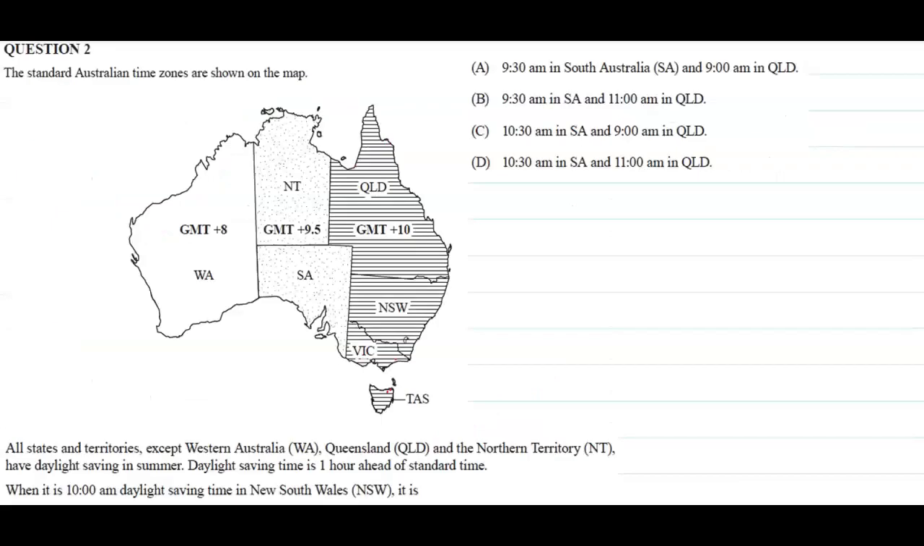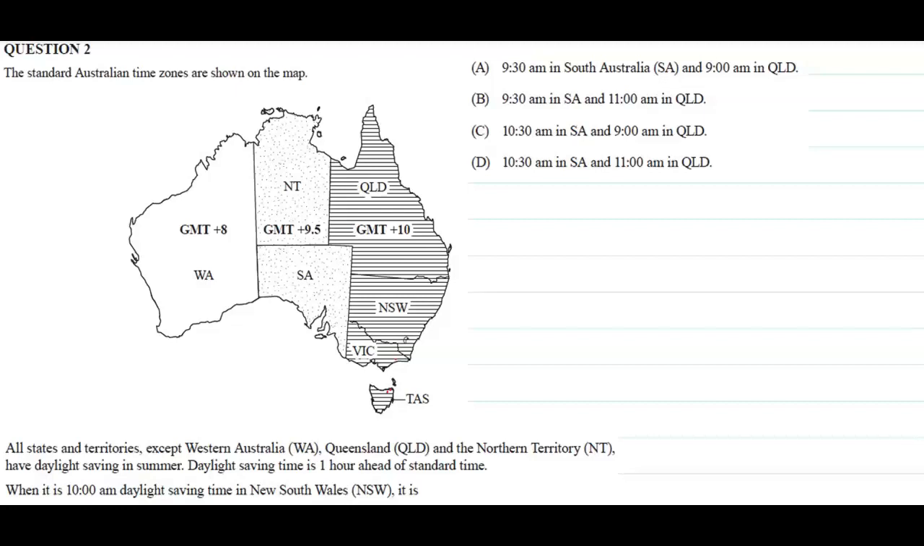Question 2. The standard Australian time zones are shown on the map. All states and territories except Western Australia, Queensland, and the Northern Territory have daylight saving in summer. Daylight saving time is 1 hour ahead of standard time. When it is 10 a.m. daylight saving time in New South Wales, it is: A, 9:30 in South Australia and 9 in Queensland; B, 9:30 in South Australia and 11 in Queensland; C, 10:30 in South Australia and 9 in Queensland; or D, 10:30 in South Australia and 11 in Queensland.